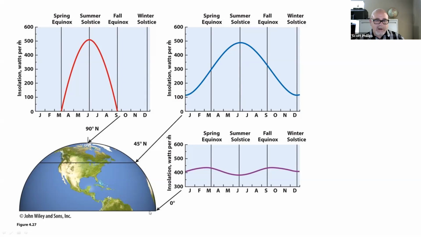Now here at the equator, you're in the tropical zone where the sun is always going back and forth overhead. So you have this weird pattern where it's a little higher, a little lower, but it's fairly consistent, right? Because the sun is always going back and forth overhead over the course of a year.